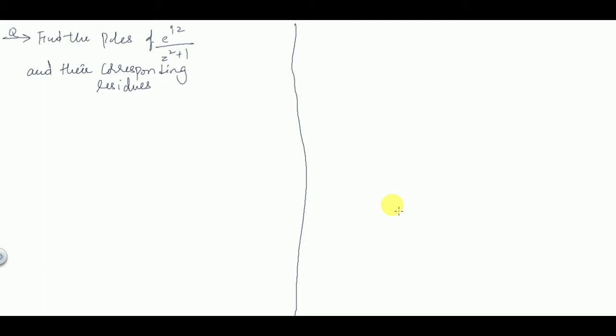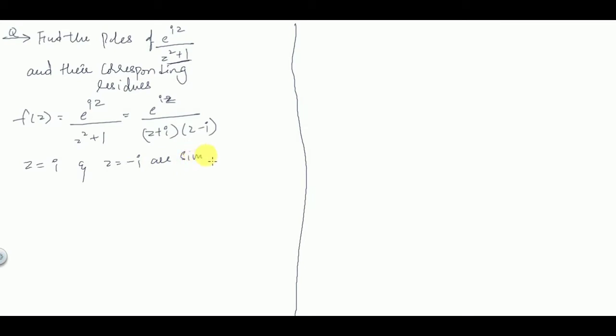So he has asked to find the poles of e power iz by z square plus 1 and their corresponding residues. So f of z is given as e power iz by z square plus 1. So this can be written as e power iz divided by z plus i into z minus i. So z is equal to i and z is equal to minus i are simple poles.